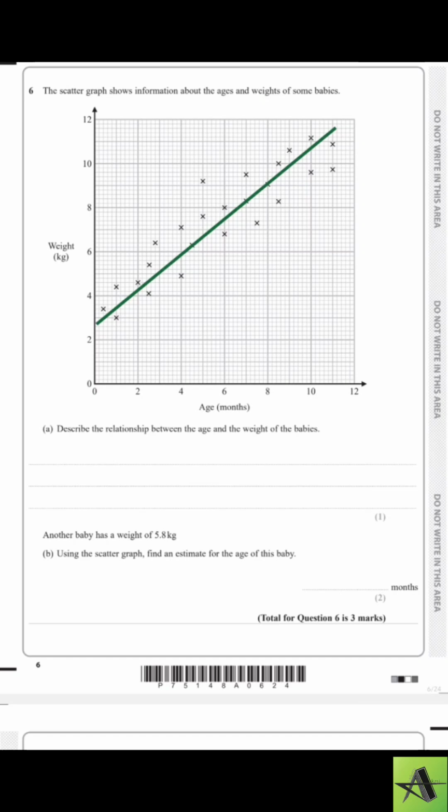As I told you, the relationship is what? As the age increases, the weight is also increasing. So it's linear relationship. So as age increases, weight increases. And this is positive correlation.